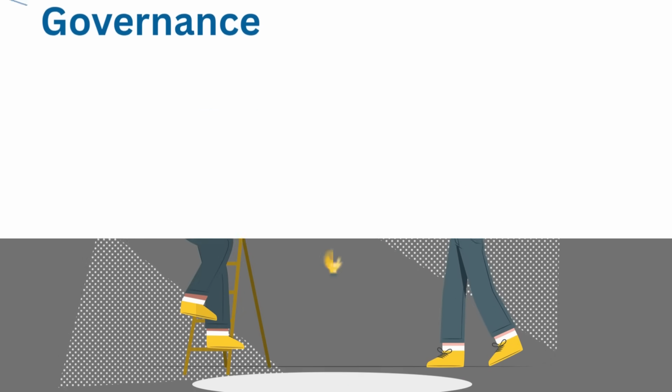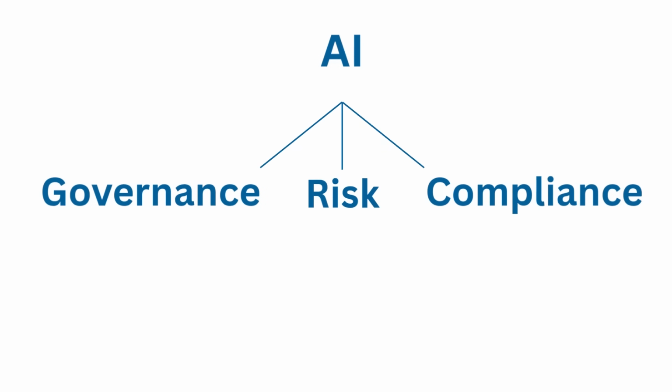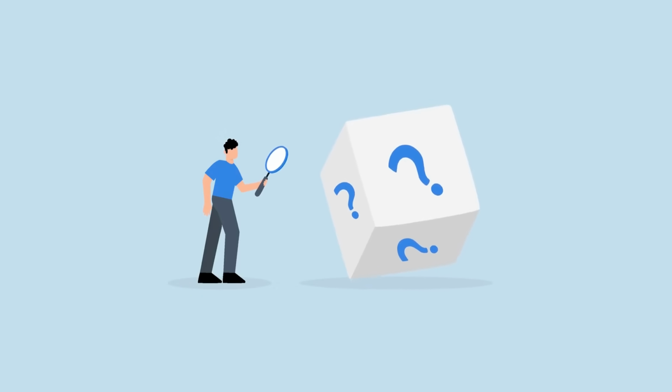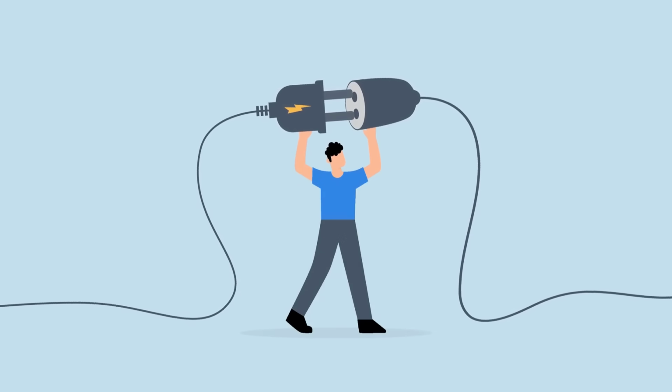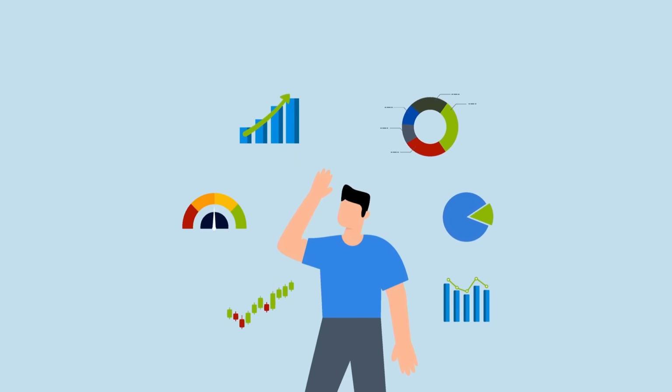It brings together the governance side, the risk side, and the compliance side. So organizations are not just using AI and hoping for the best. AI GRC is less about technical AI knowledge and more about understanding how AI systems should be managed once they're being used in the real world.